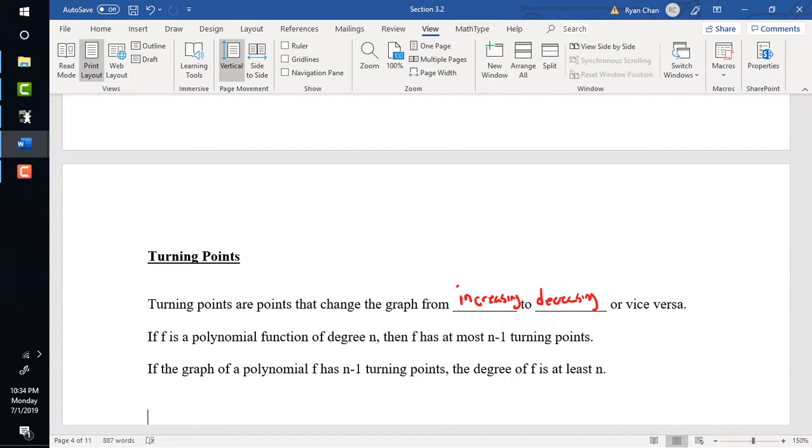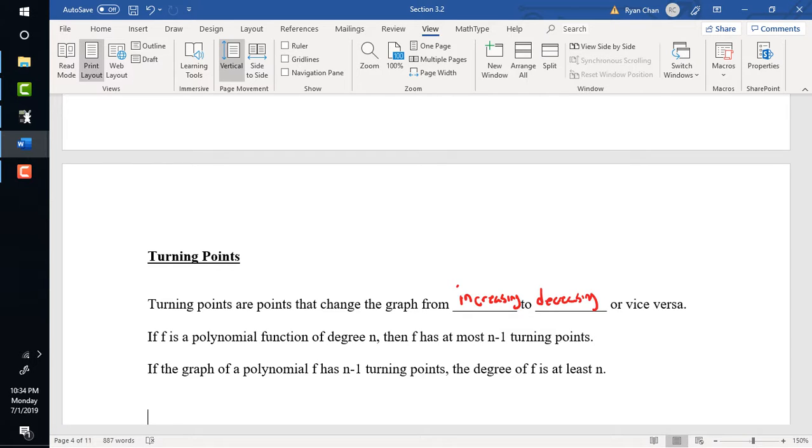decreasing. Also, your turning points essentially are your maximums and your minimums, right? Your relative maxes and your relative mins. We've talked about that in the very first sections of chapter 2: increasing, decreasing, relative max, relative mins. So essentially your turning points are your peaks and valleys. That's another way to think about this.